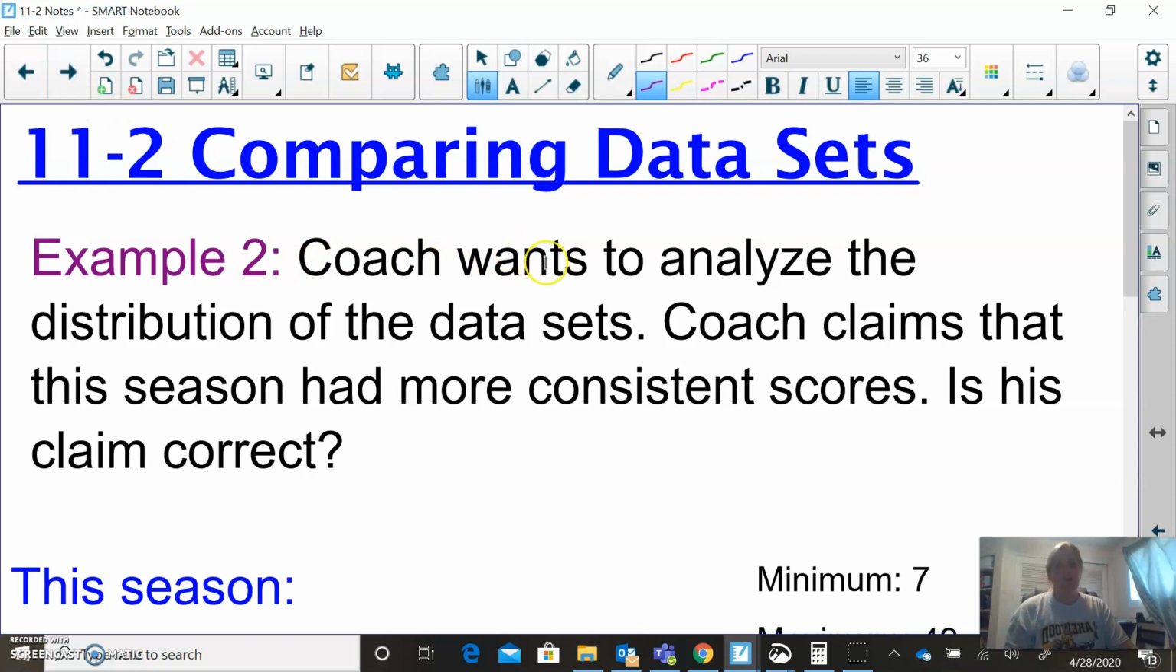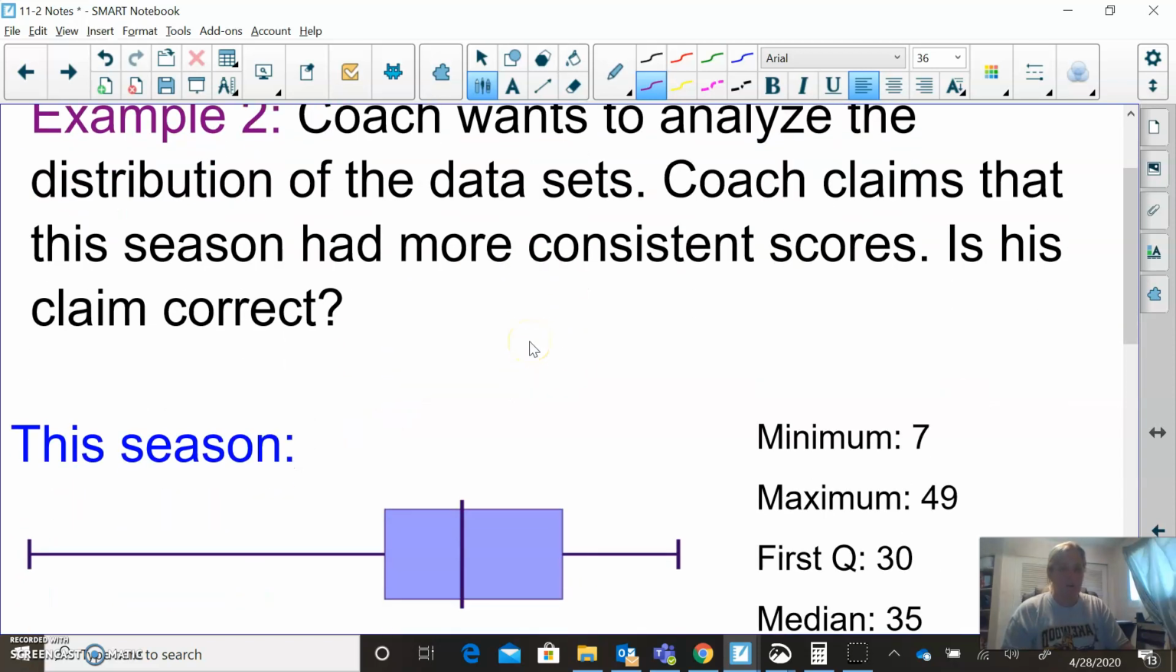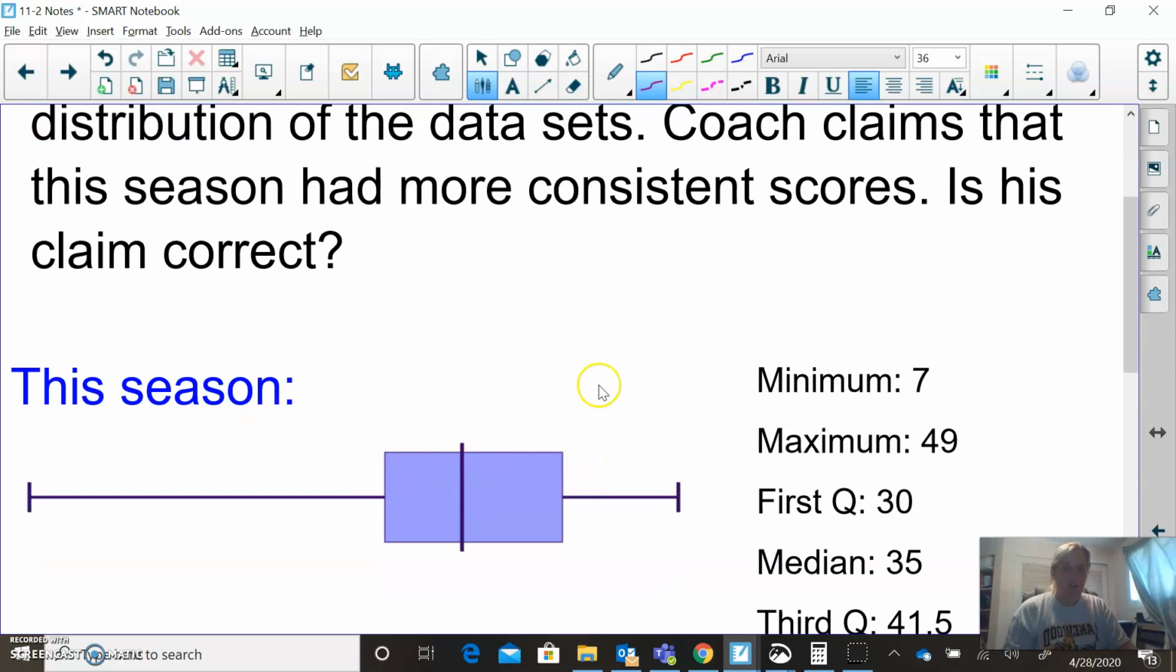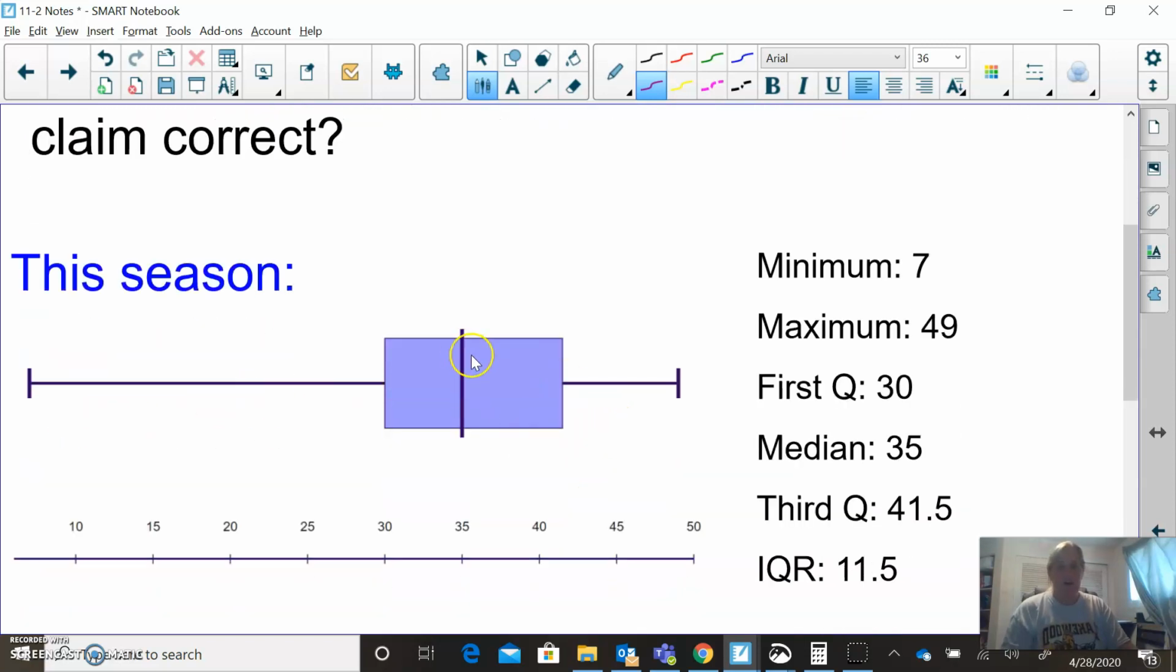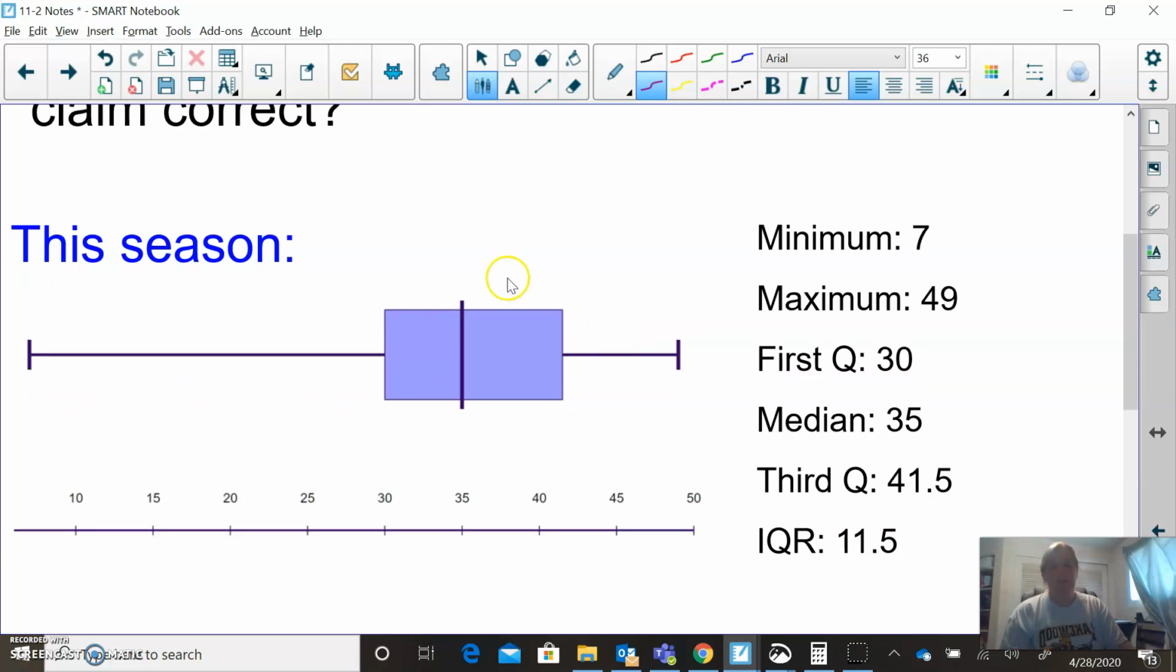So in example 2, Coach wants us to analyze the distribution of the data sets. Coach claims this season had more consistent scores. Is his claim correct? Alright, guys. So, this is a box plot. We've looked at this before. I kind of made my own version. This time I actually found a graphic for it. But this was the same data that we've been using for this season.